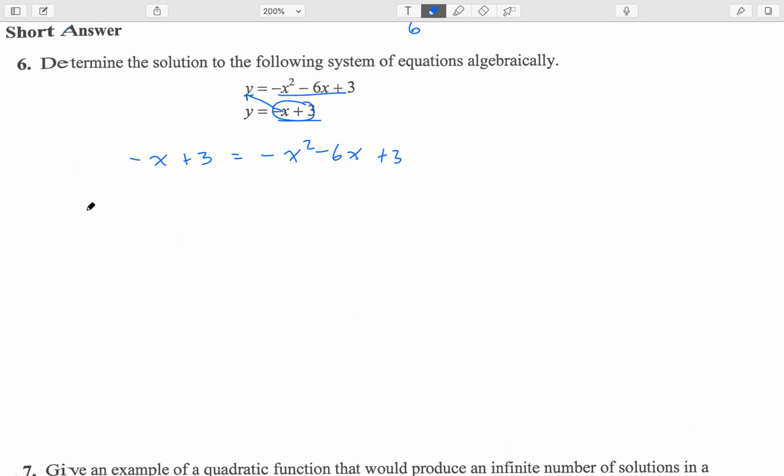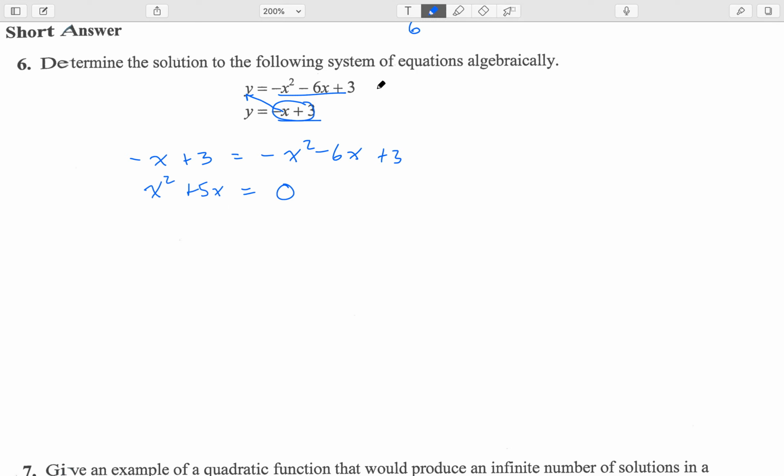You know what? Add on x squared to both sides, plus x squared. It's gone. Add on 6x to both sides, plus 6x. Minus 3, minus 3. Whoa. Okay, so the 3's canceled. So here's my equation. This is all I'm left with. x squared plus 5x is equal to 0.